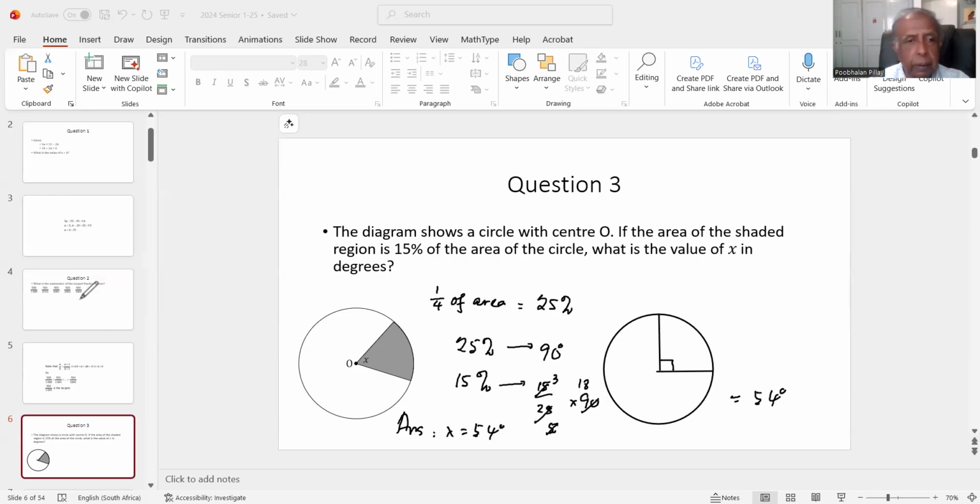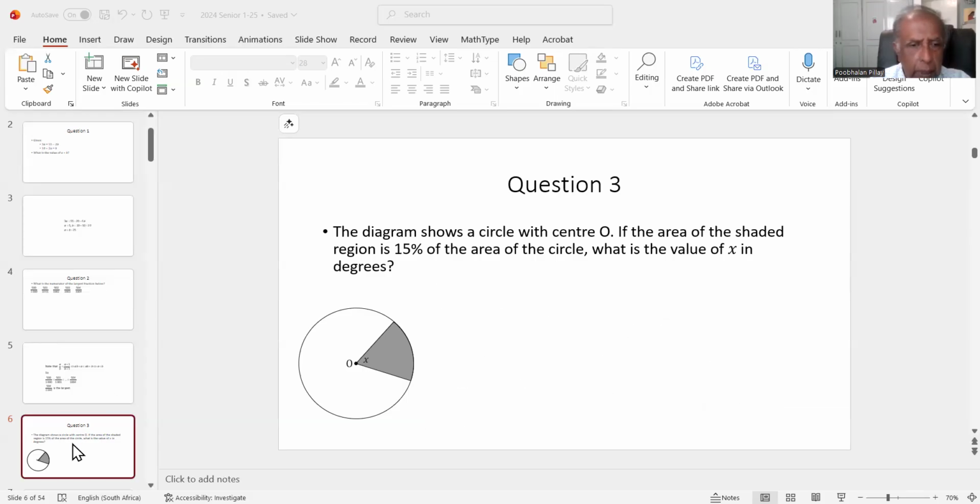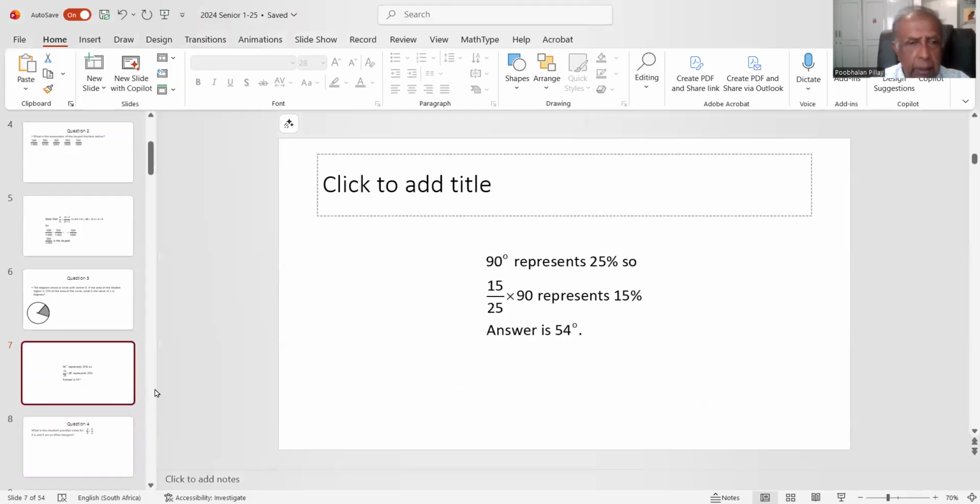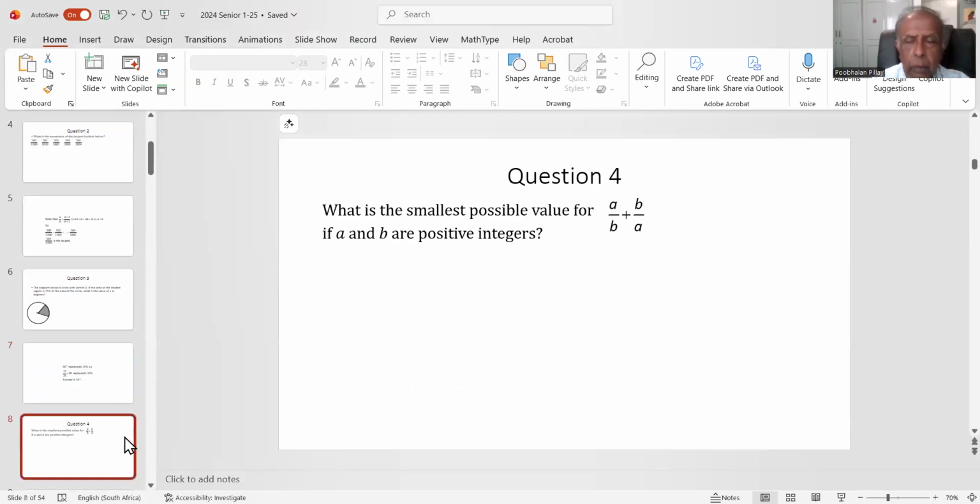Okay, so that takes care of question 3. Let's move on to the solution first to just check to see whether I had it right. There you can see it's 54 degrees. All right, let's just go on to question 4. Question 4 says, what is the smallest possible value of a over b plus b over a if a and b are positive integers?